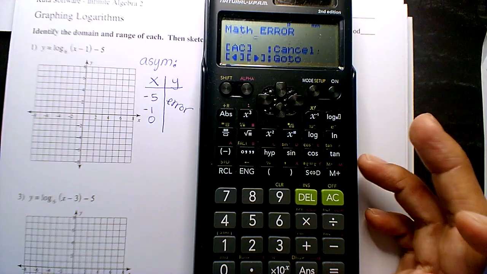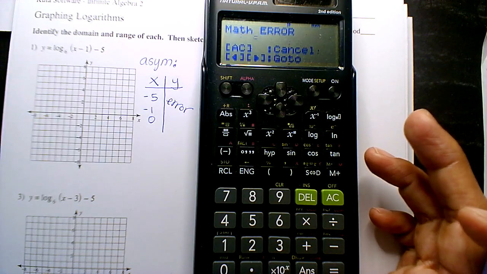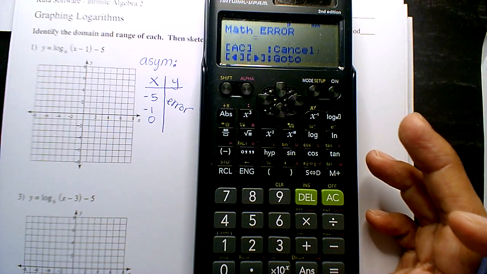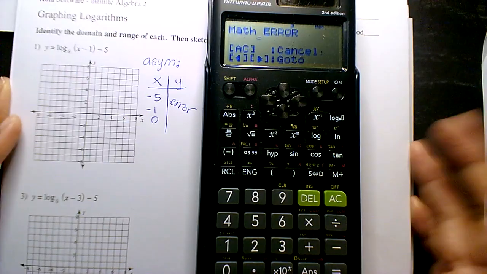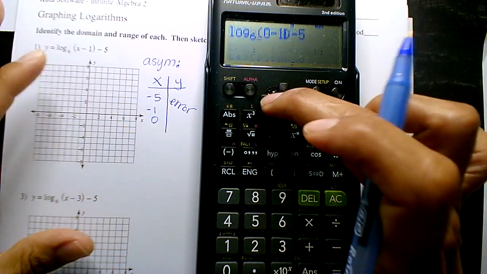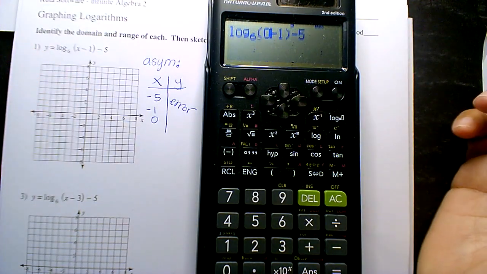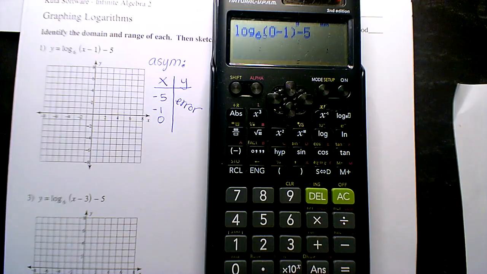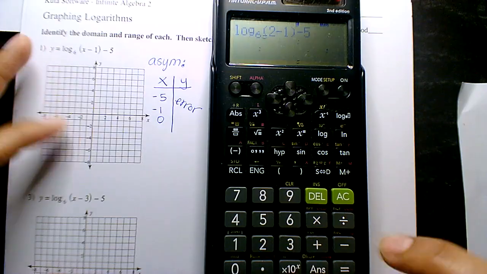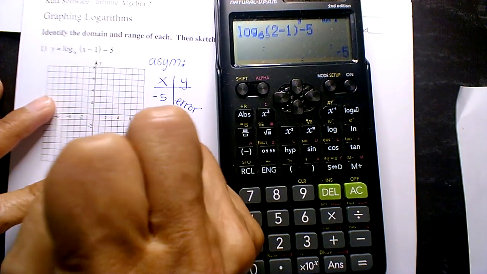Okay, I'll show you why we're getting the errors in a bit. But let's first graph it right now. So what you need to do when you're graphing these is find a number that's going to give an actual answer. Okay, so give me a number. Obviously -5, -1, and 0 gave me error, so give me a number. 2? Okay, if I plug in 2, I get -5.